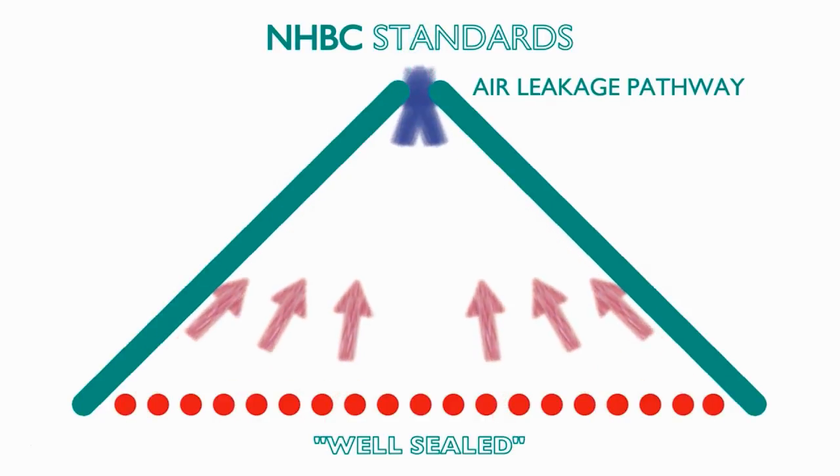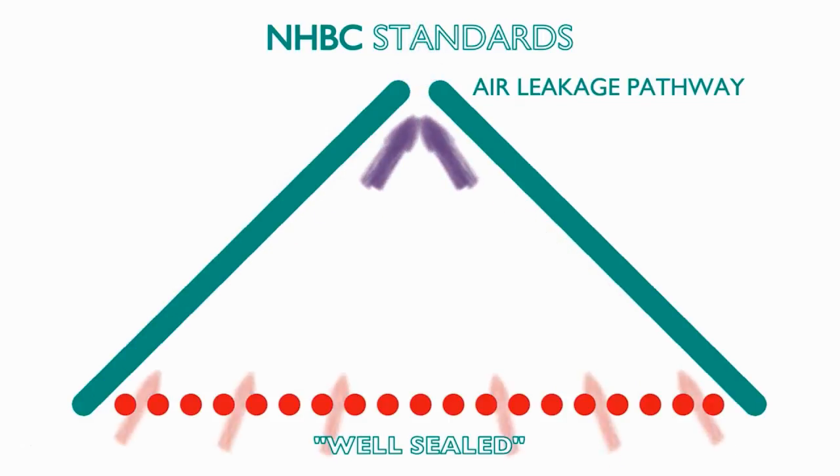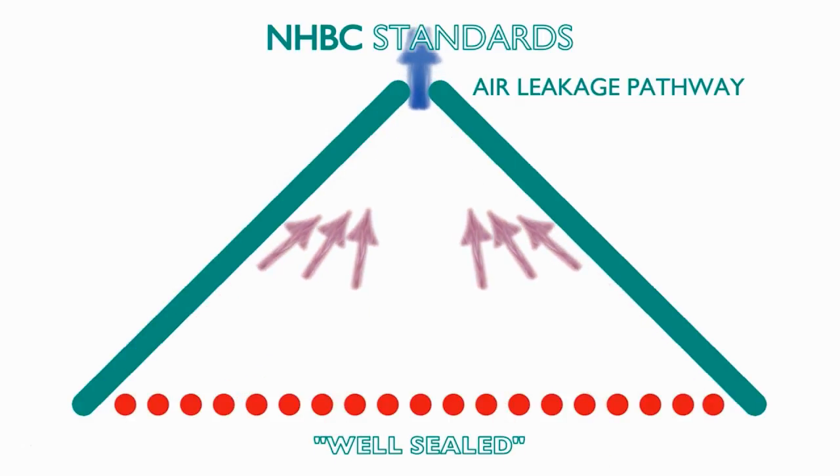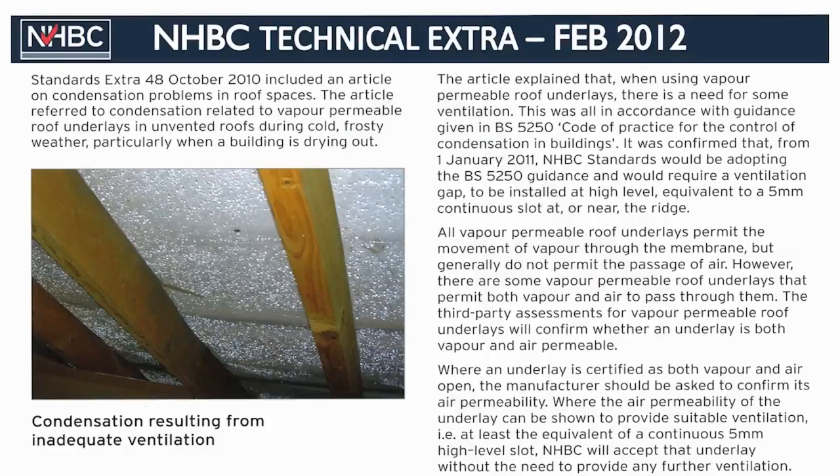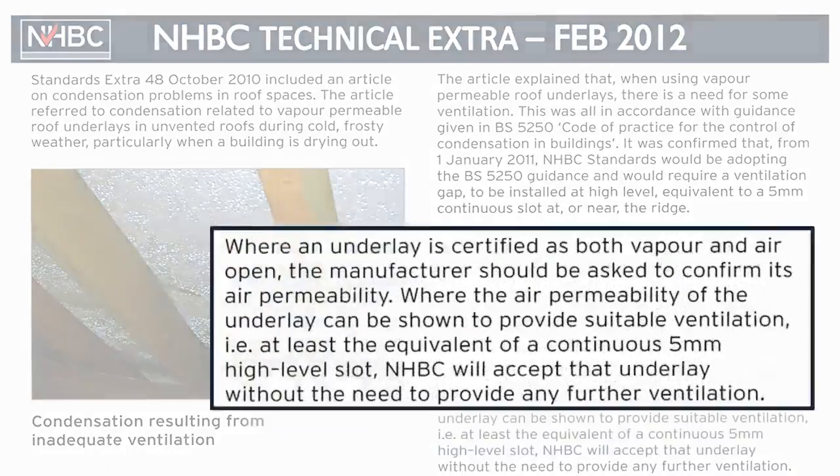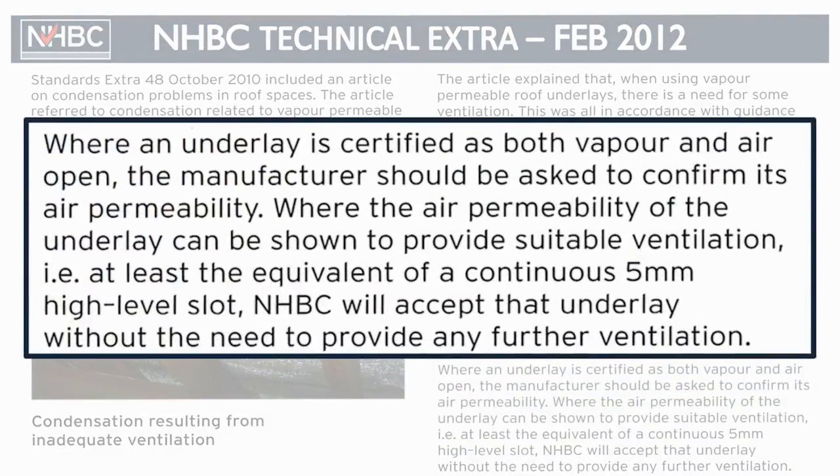So given these issues with the NHBC guidance, is there a way we can avoid this? The same NHBC document includes an exemption to these rules. However, this is not referenced in the main NHBC standards documents, so it may not be immediately apparent. The way around adding the ridge ventilation is to use an air permeable membrane carrying appropriate certification.